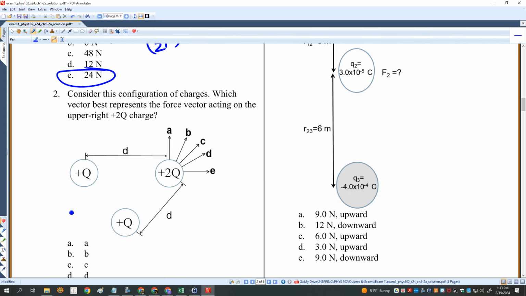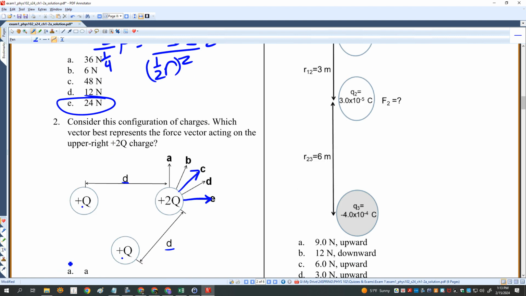Which vector best represents the force vector? Well, both of these charges are the same distance and they have the same magnitude. So both will exert the same force on the plus 2q. So I can draw a force here on the 2q and a force here on the 2q. Both of those are the same magnitude. So the answer is going to be the one that lies in between those two.